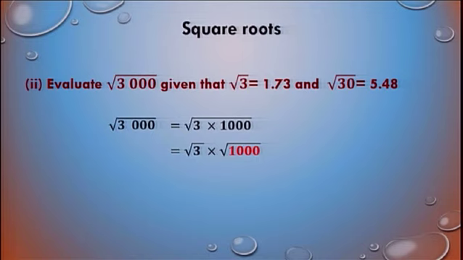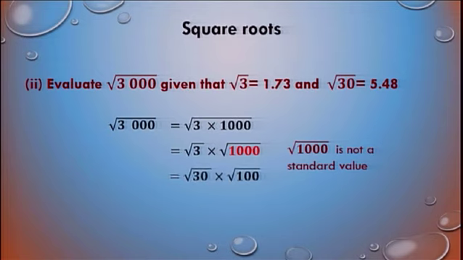So instead of writing 3 times 1000 to represent 3 thousandths, we're going to write it as square root of 30 times square root of 100. Square root of 100 is a standard value. Square root of 30 is given as 5.48. So we're going to have 5.48 times 10, which is of course 54.8.